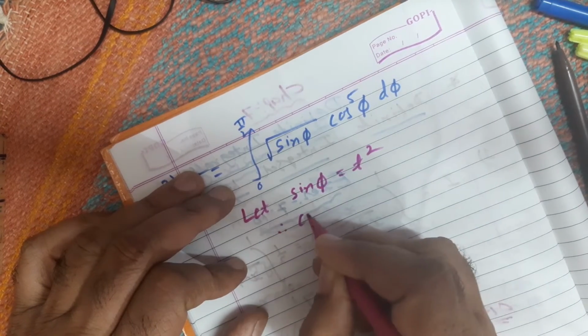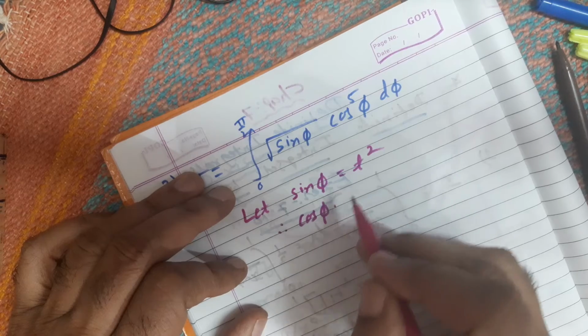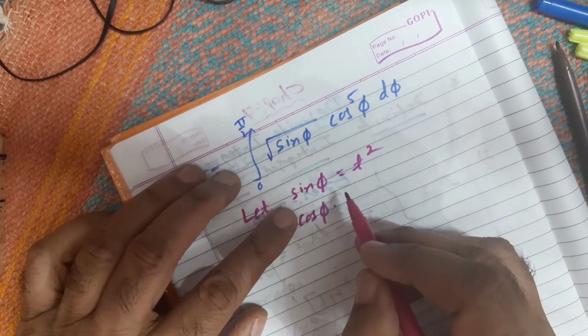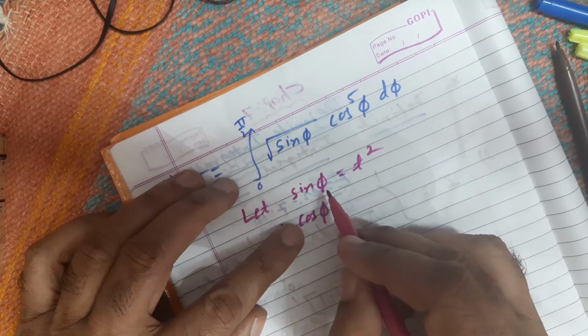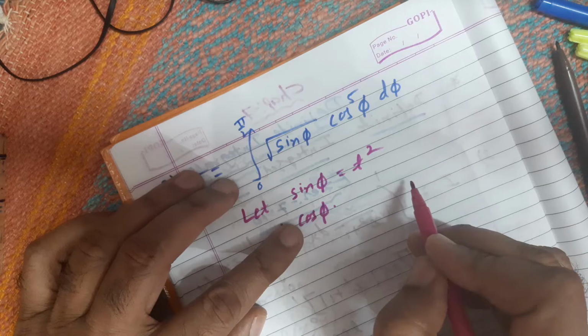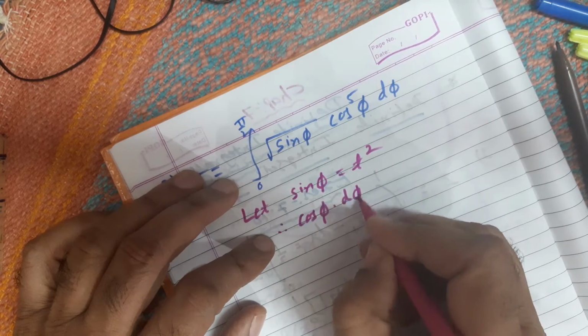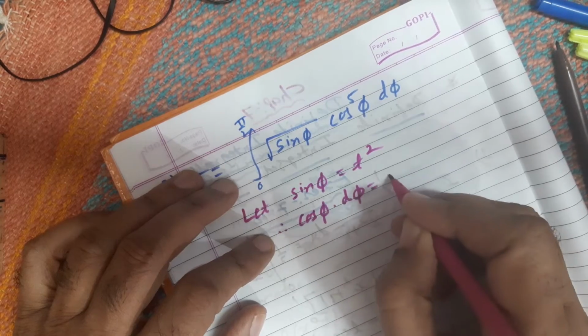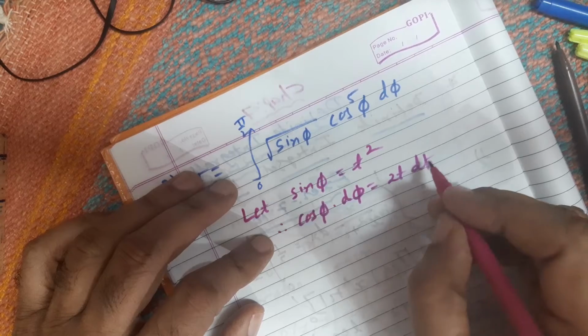Now what is the derivative of sin phi? The derivative of sin phi is cos phi. And when we say derivative is taken, then you know that you have to take it in terms of phi. So it will be 2t into dt by d phi. So d phi will come this side. So cos phi d phi is equal to 2t dt. Hope you understood this.